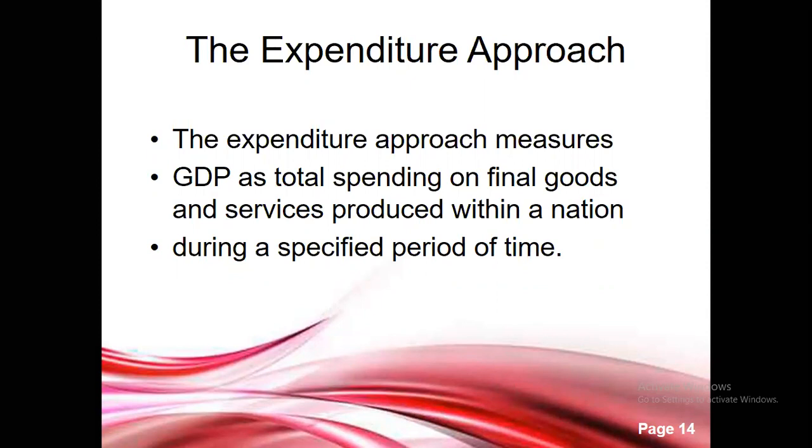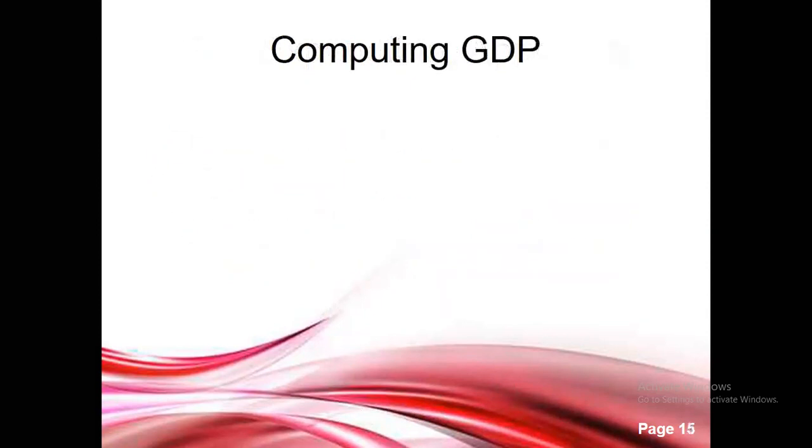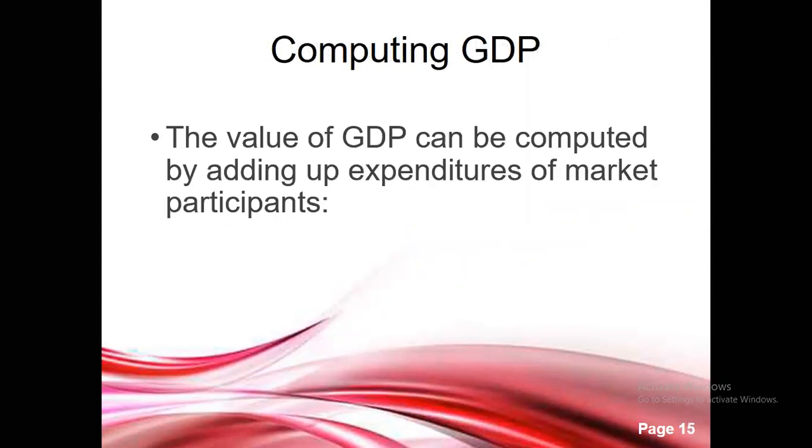Now we will discuss the expenditure approach, right? In the expenditure approach, GDP is measured by calculating total spending on final goods and services produced within a nation during a specific period of time. Now we will consider the value of four components: first consumers, then investors, governments, and international trade.